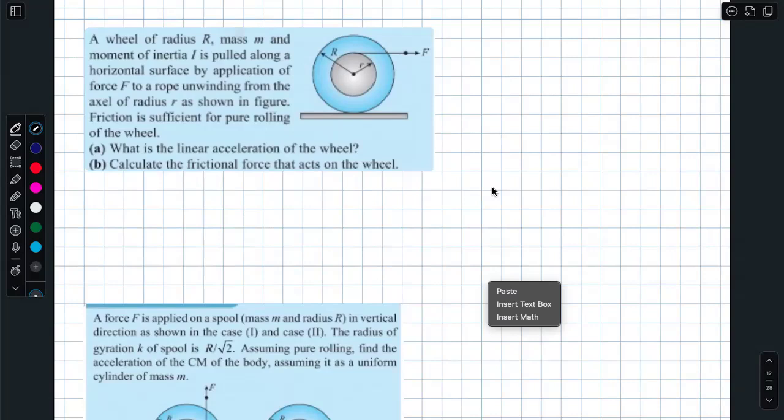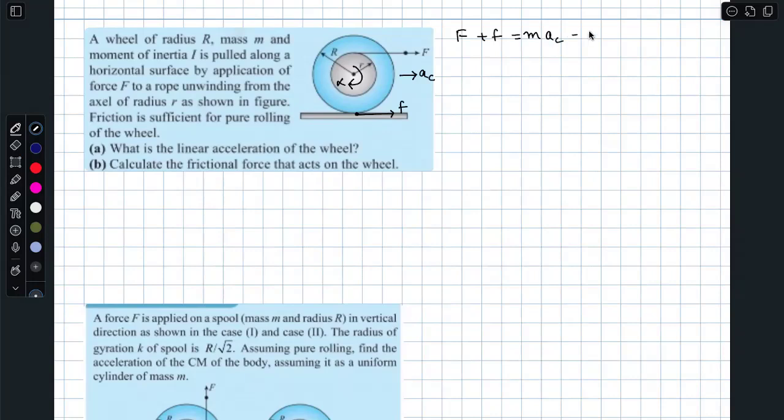It is like the question I already did. I'll explain. I'll assume as if the friction is rightwards. So I am writing F plus f is MAC, equation 1. Next, F into small r minus f into capital R is I alpha, equation 2.